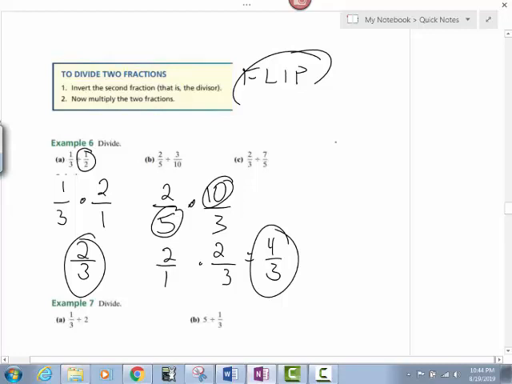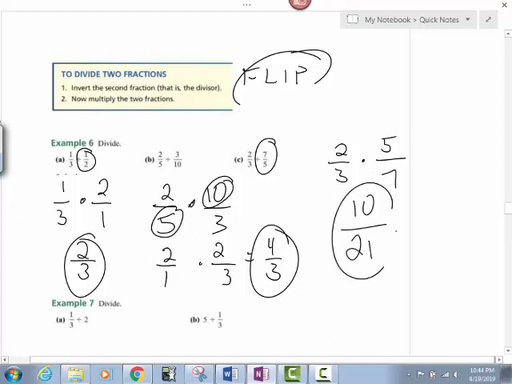And the last one here, we have 2 over 3, divide, or change to multiply, we're going to invert or flip that one. That becomes 5 over 7. It doesn't look like we can reduce anything, so we'll multiply straight across. It gives me 10 over 21. Okay.